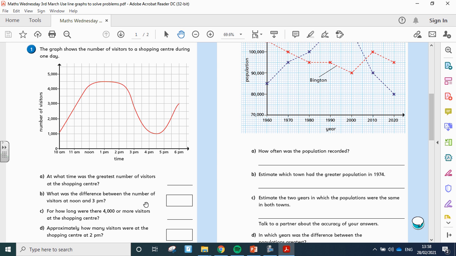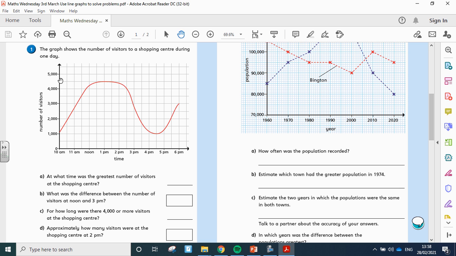Yeah. What was the difference between the number of visitors at noon and at 3 p.m.? So we look at noon, that's 12 o'clock midday. And then we look at 3 p.m. So you need to work out the difference. So you're going to have to go up to noon, go across, and we're going to be estimating here.